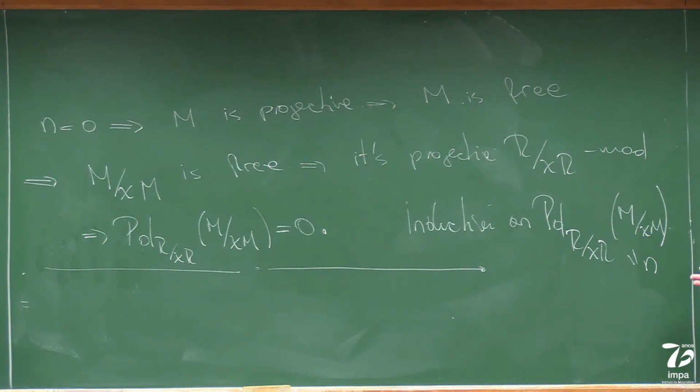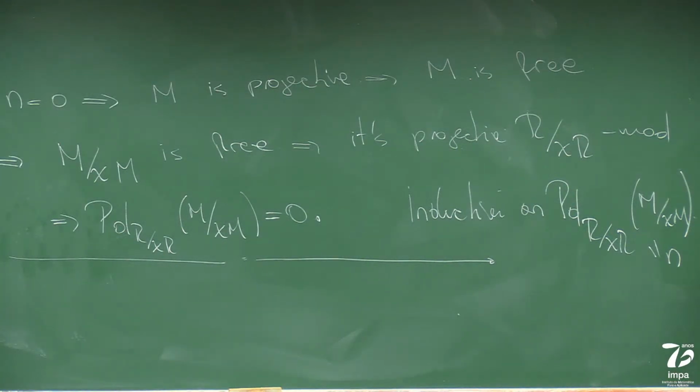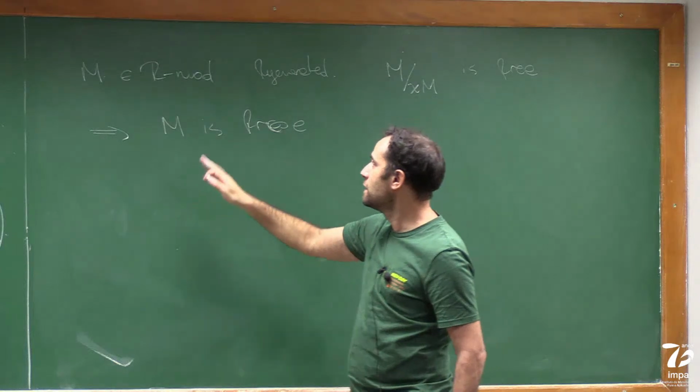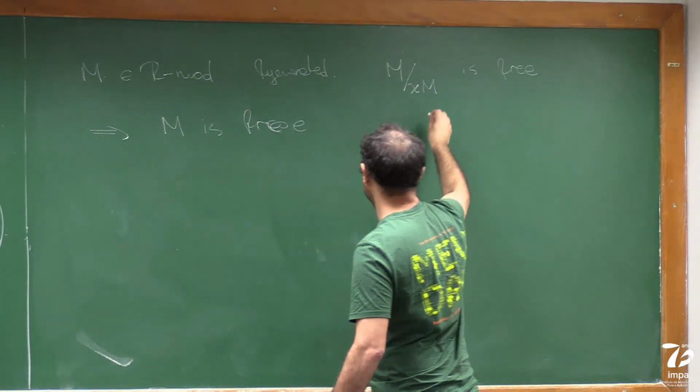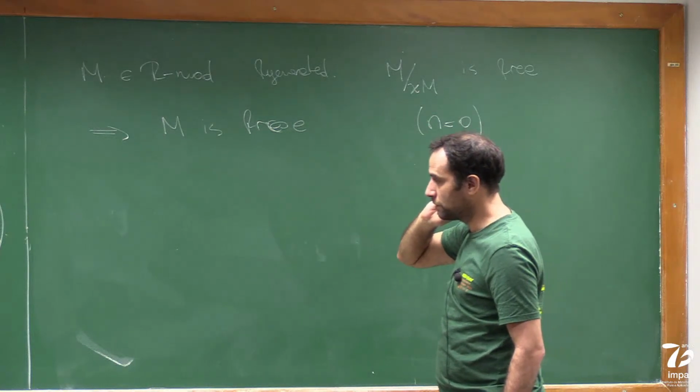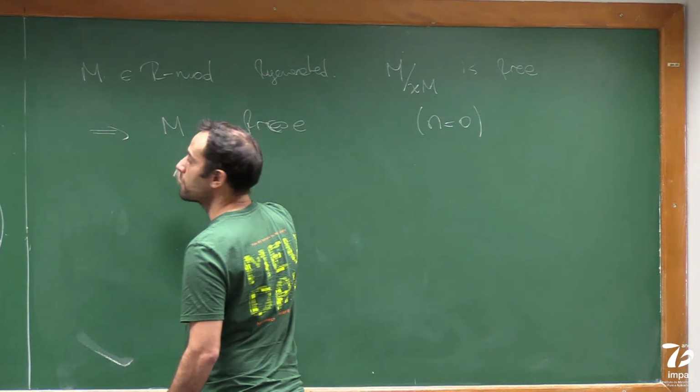Let's suppose n is equal to 0. Then if n is equal to 0, it means that this guy here is projective over a local ring, therefore it's free. And I want to check that M is free. That would be something that we need. Checking this is the case n equals 0. So this is the case n equals 0 in our induction. So let's prove this statement. And this is a non-trivial statement.